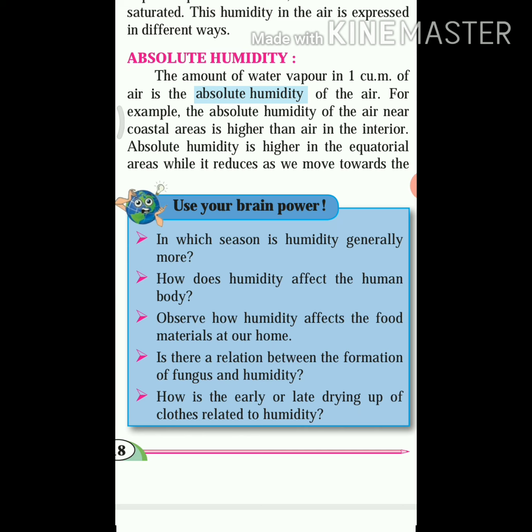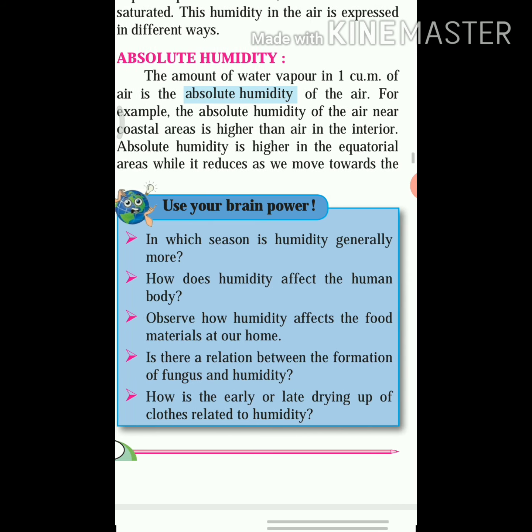Absolute humidity is higher in the coastal areas and the equatorial regions. On the other hand, absolute humidity is lower in the inland areas and the polar regions. Got it? There are two differences here. The distribution of land and water on the earth and the season affect absolute humidity.